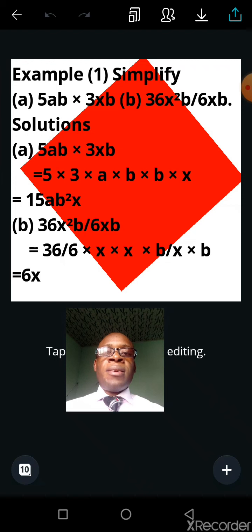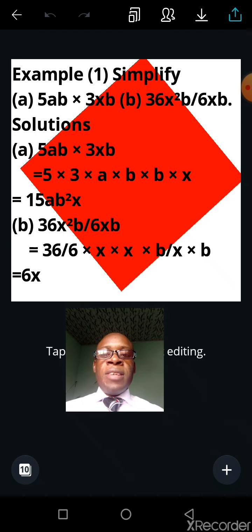Example 1. Simplify: A, 5ab times 3xb. B, 36x squared b divided by 6xb. Solutions. A, 5ab times 3xb. Here you have to multiply number by number and multiply letters by letters. Therefore, we have 5 times 3 times a times b times b times x, which gives us 15ab squared x.